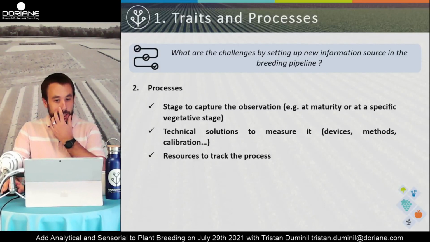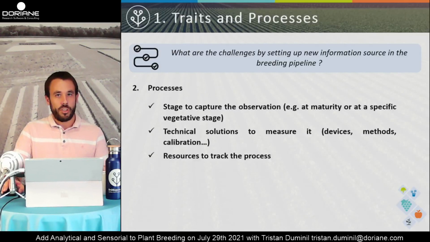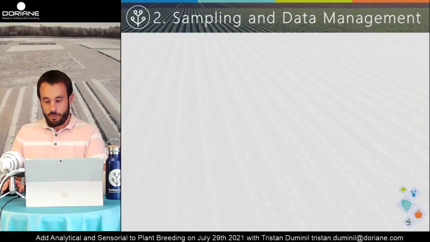Last but not least, to manage other activities, the R&D departments need to invest in resources to track this process. And we can easily think about the machines, as discussed just before, or the human resources, which need to be trained to track and manage these processes, but also some data management system to store this information.